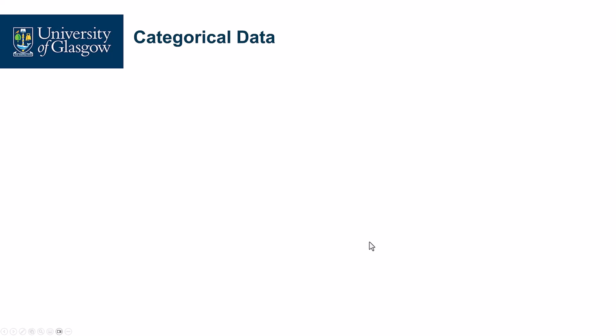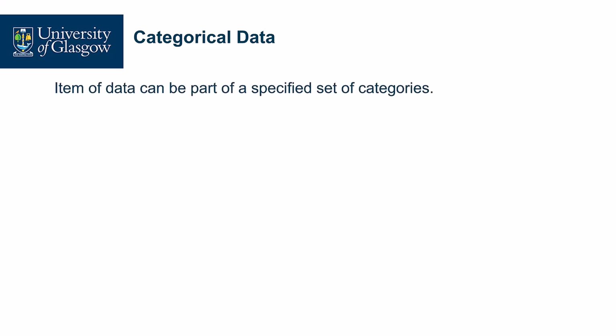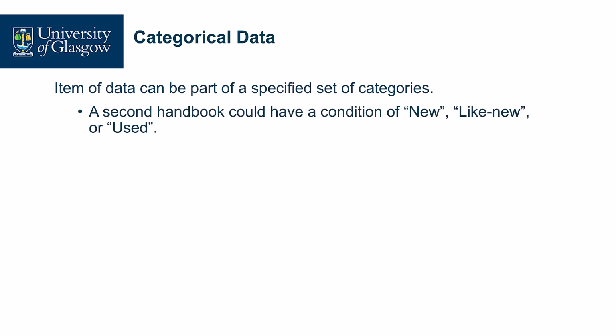First, what is categorical data? So for some data, they can be part of a specified set of categories. For example, you have a second-hand book. It can be new, like new, or used, one of these categories. So if you have a car, it can be 3 wheels or 4 wheels, right?